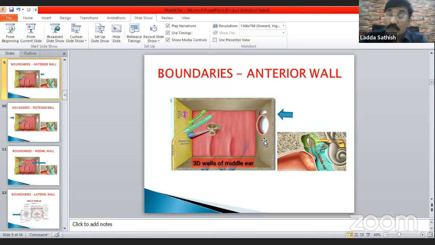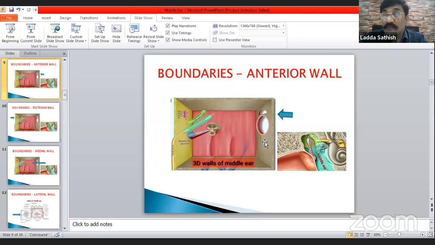Now as the carotid artery is passing just attached with the anterior wall, naturally it gives a branch for the middle ear, and this is the small opening. If you are looking, this is the small opening for that branch of the carotid artery. And one nerve is there, the greater petrosal nerve.